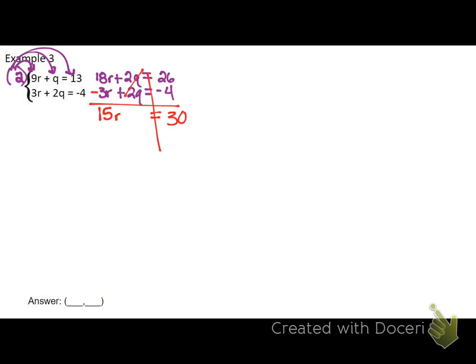So, Josh, you're basically looking at it like this. It's going to be 26 minus negative 4. Two negatives touch, and remember, it becomes a positive. And you guys should know what to do at this point, right? So what's my r going to equal? 2.